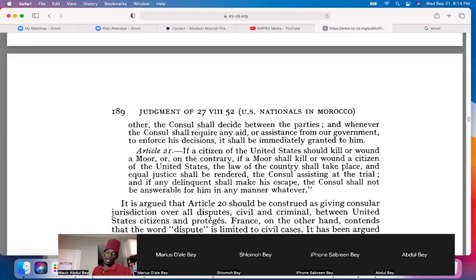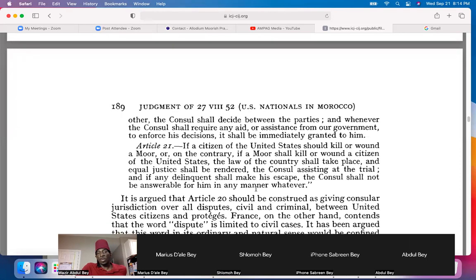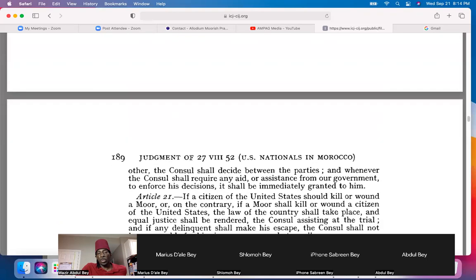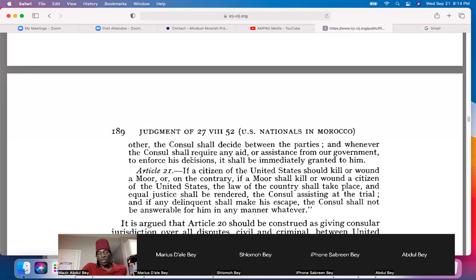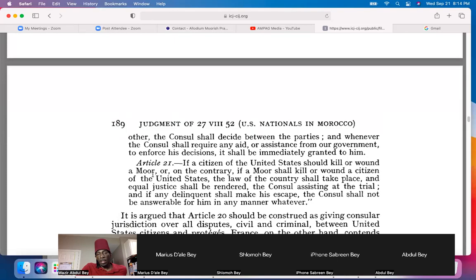Right? So you're just gonna send out the marshals after him for trying to make his escape. But at the end of the day, the consul has the final decision. And that's what they're pointing out on Article 20 and Article 21. But I'm just going deeper with the whole idea that Article 21 has the word more in there. And then also citizens.